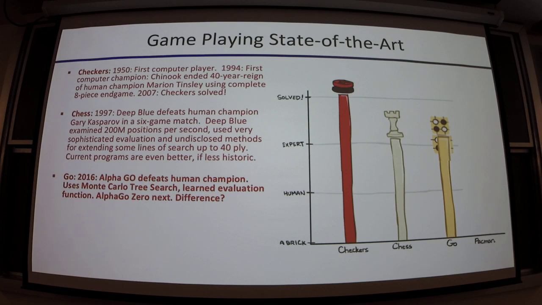AlphaGo Zero did not use any human games at all. It just started playing itself, got better and better and better, and then beat AlphaGo. An AlphaGo that was trained in 3 days, I think. But anyway, the point is, now we can't even say, like, hey, you used our training data. So, it's kind of fun.